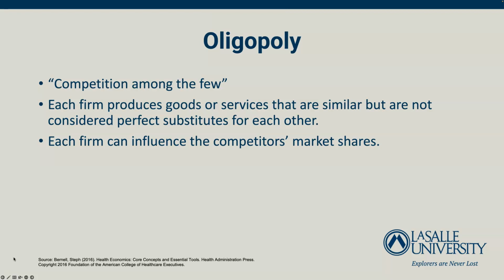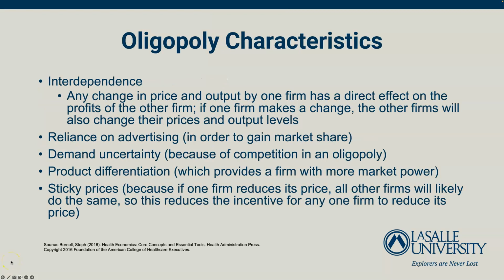But we tend to see a situation where prices and output in these oligopolies move in the same direction. That's because we have interdependence in these markets. So here, any change in price and output by one firm has a direct effect on the profits of the other firm. And if one firm makes a change, the other firms are pressured to also change their prices and output levels. Prices and quantities tend to move in the same direction over time.